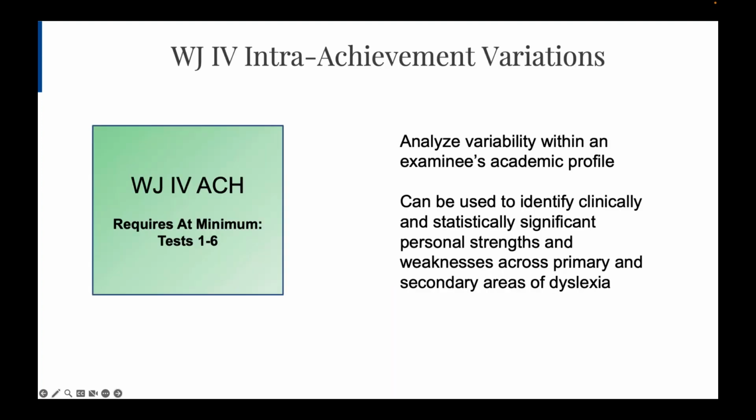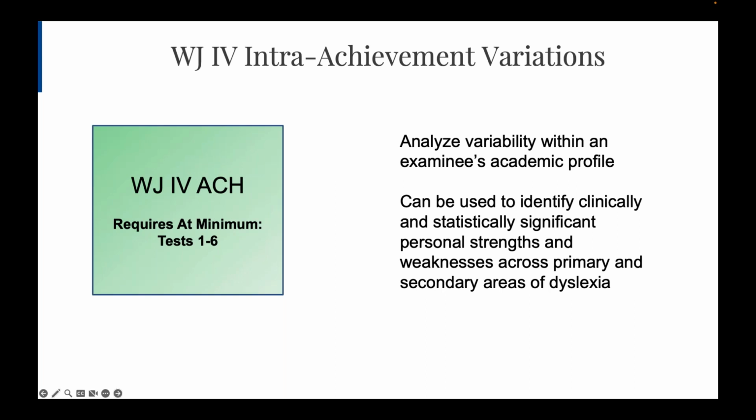Now, keeping this in mind, we then can start to think about some variations that we can potentially use. If we have an understanding of those primary and secondary areas that I just ran through, we can start to isolate specific procedures to employ. You'll notice that the primary and secondary areas that I mentioned were in reading and in writing. They were in achievement in terms of the broader domain. So we can think about using the WJ4 Achievement's intra-achievement variation procedure to investigate fluctuations in our examinee's performance across those primary and secondary areas that I just went through.